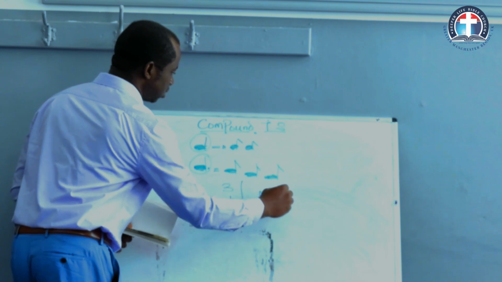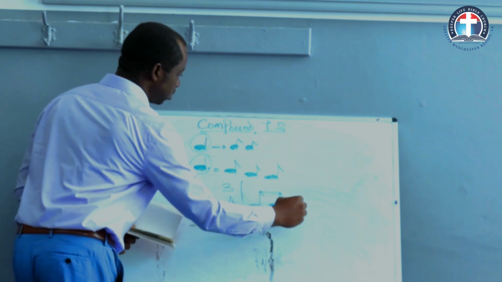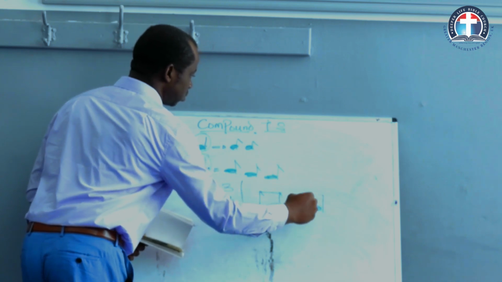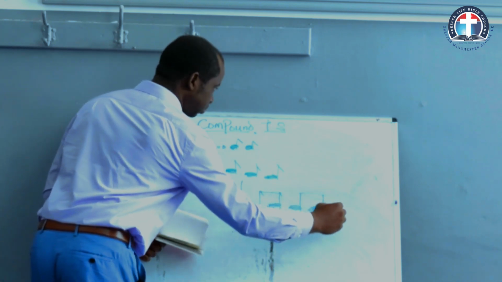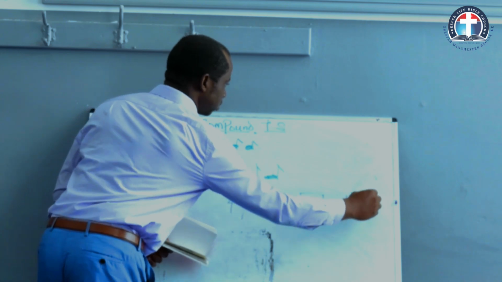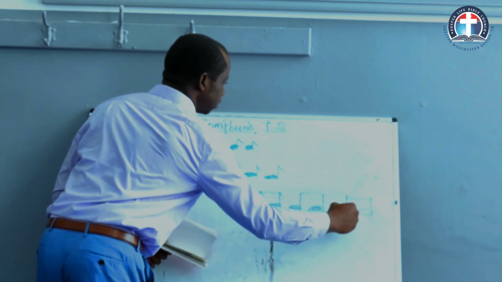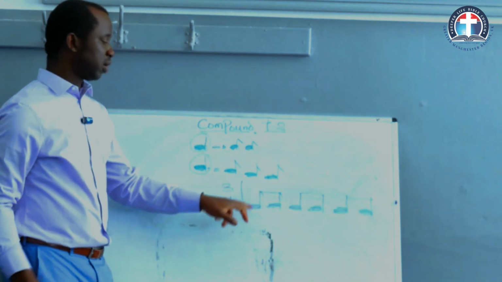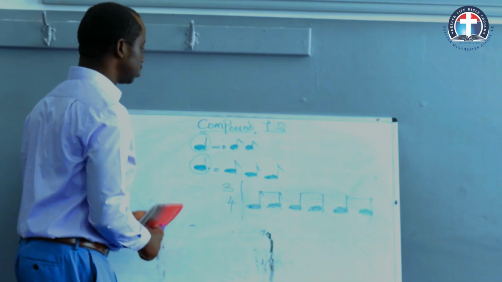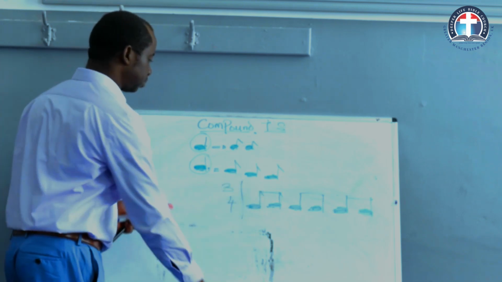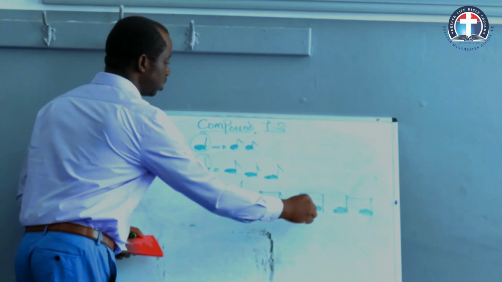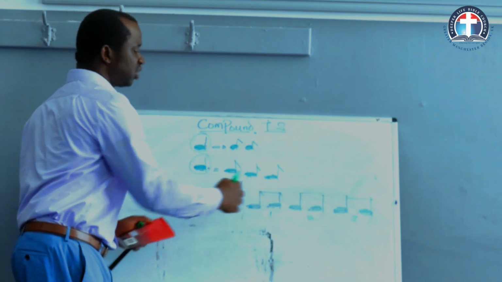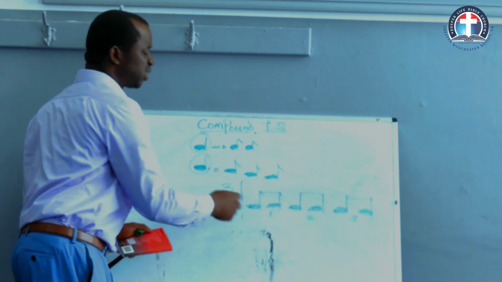right? Let's group this together. Group this together. Group this together. So you can see here that this is 3 crochets in a bar because this is crochet 1, crochet 2, crochet 3. So 3 crochets in a bar. And because each of these notes, you see, they are divided into 2, 2, 2, they are divided into twos. That makes it simple time.